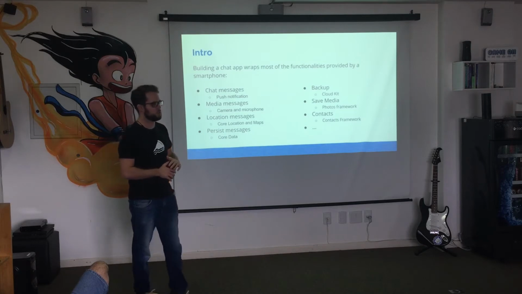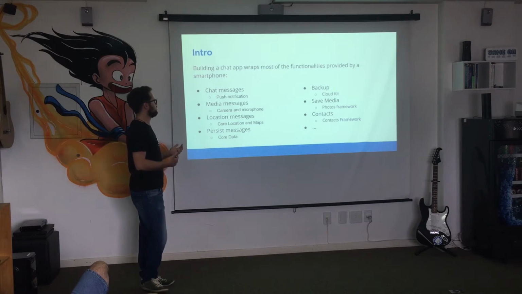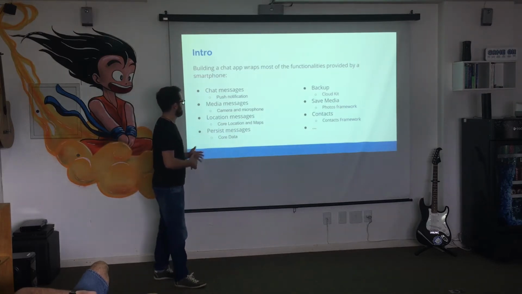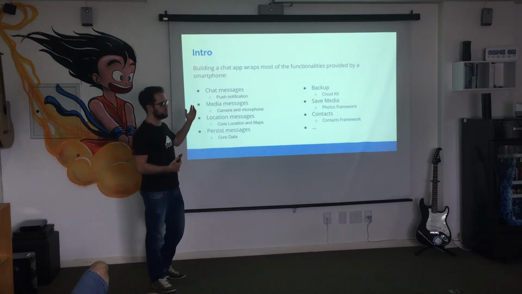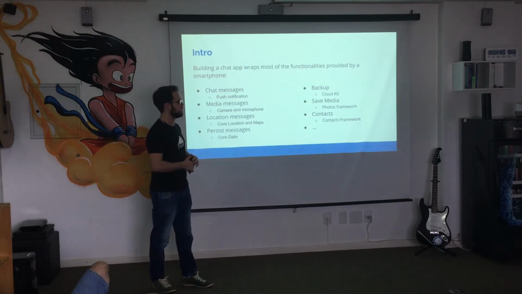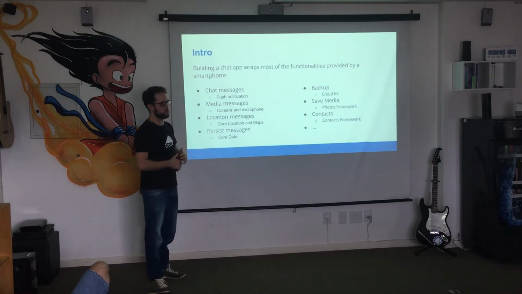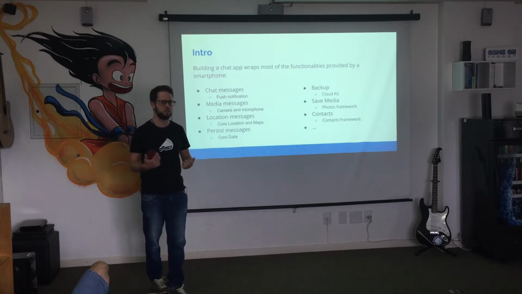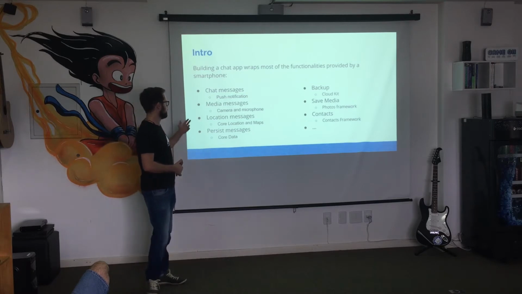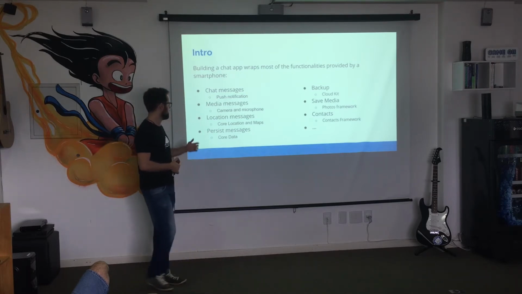I don't know if everyone has this idea in mind, but a chat app basically wraps most of the functionalities, if not all, provided by a smartphone. So if you think about messages, they use push notifications. In this case, we used OneSignal. Media messages require access to your camera and your microphone, and you need AVPlayer to play videos and the photo library to present them. Location messages use Core Location and maps to present the results.